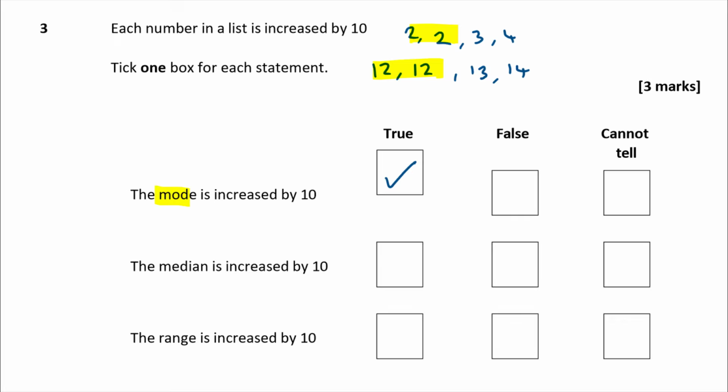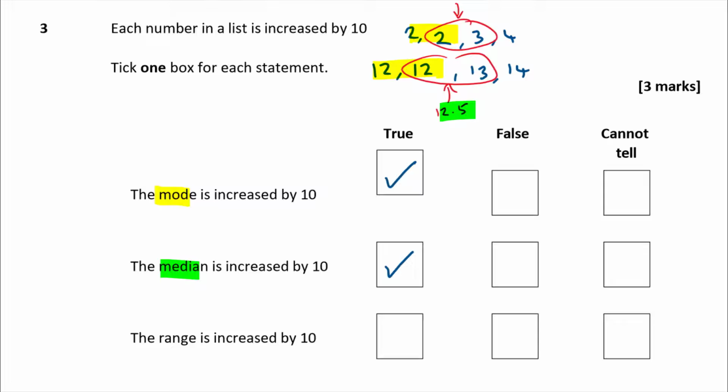Is the median increased by 10? Well, the median is the middle one, isn't it? So if I take the middle one of this data set, it's going to be halfway between the 2 and the 3, which is going to be 2.5 for the median of that one, and halfway between 12 and 13 is 12.5. So it looks like the median of this one has gone from 2.5 to 12.5, so yes, it has increased by 10. Okay, what about the range?